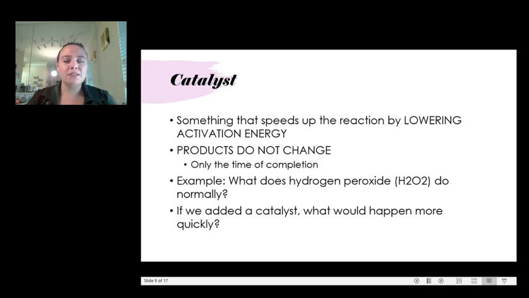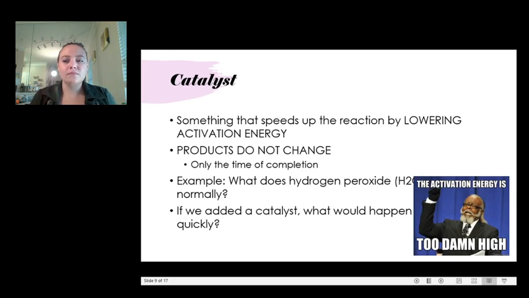So hydrogen peroxide, normally it doesn't bubble that much unless you put it on something that it's going to react with. If we add a catalyst like yeast, or like when you put peroxide on a wound, it starts to bubble. And so the peroxide bubbles over time, but when you add the catalyst, you see lots of foaming bubbles. Our meme: the activation energy is too damn high. So we add a catalyst.